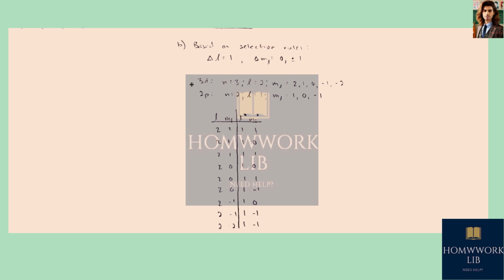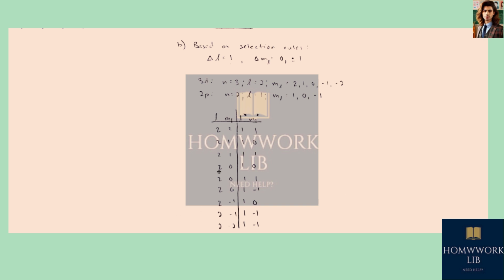So if we write out the quantum numbers for states 3D and 2p: for 3D, n equals 3, L equals 2, and ML is plus or minus 2, plus or minus 1, and 0. For 2p, n equals 2, L equals 1, and then ML is 0 and plus or minus 1. And so listed on the left here are all the possible combinations where L is equal to 2 and ML is equal to 2, 1, 0, negative 1, or negative 2.